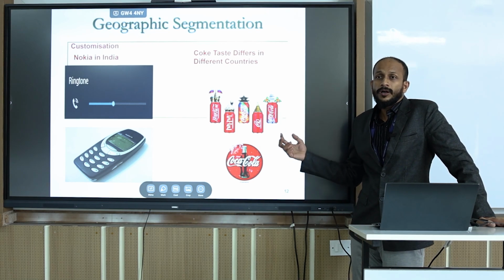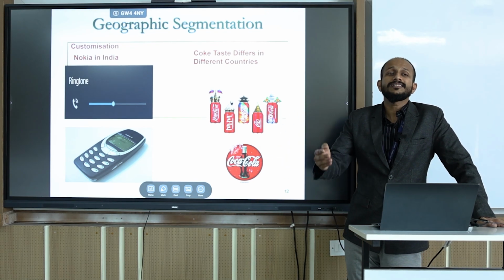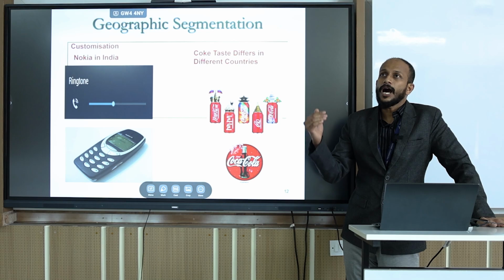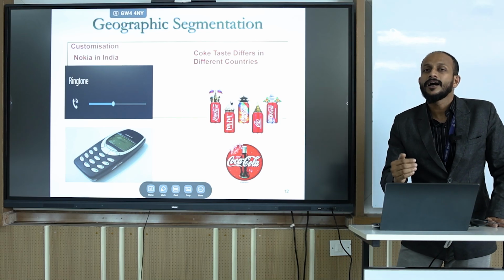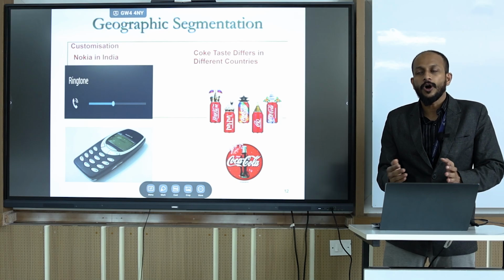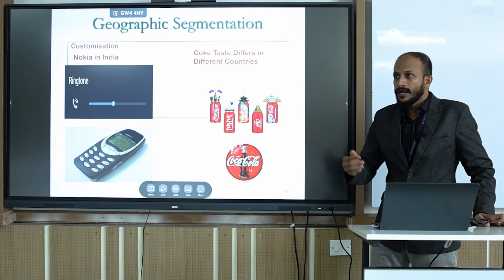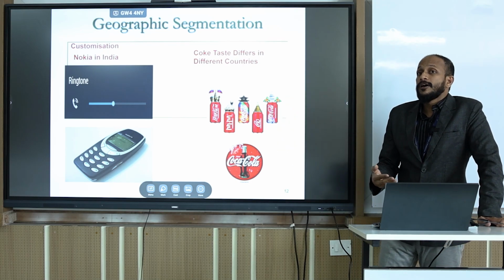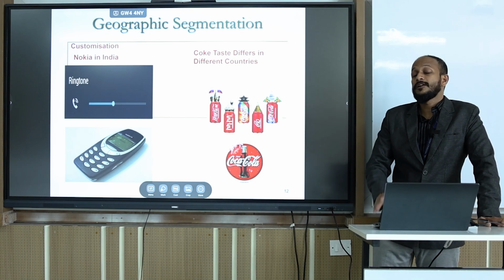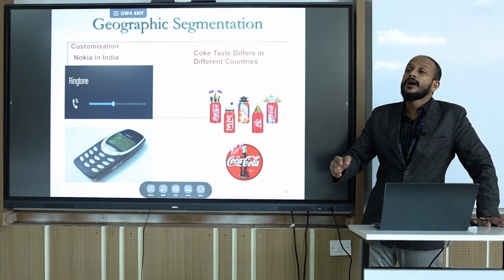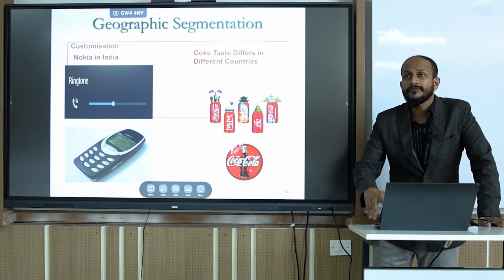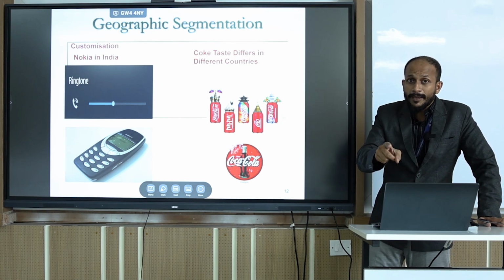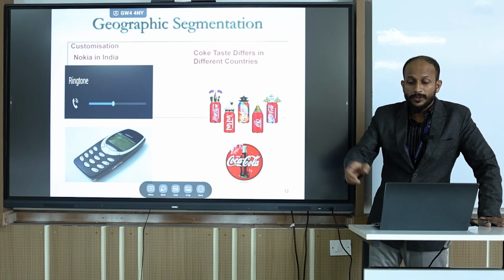Similarly, if you take an example of Coke, the Coke taste differs in different countries, especially in developed countries like Europe, UK. You can see that the amount of sugar content in Coke is less compared to countries like India. So when you're tasting Coke or Pepsi, you can see some difference in the taste between India and other countries. Now this is also one more thing that you can always remember when you think about something like geographic segmentation, which means that you offer different product for different geography, right? I'm not talking about two different companies. I'm talking about the same company offering different product to different market.